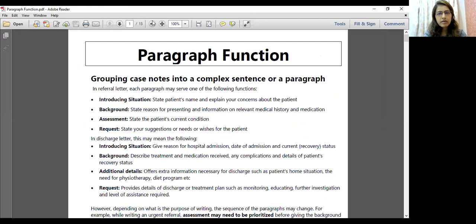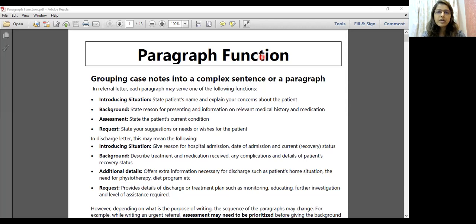So as I said earlier, transforming case notes. Now, when you are transforming case notes, you may be writing a single compound or a complex sentence using multiple case notes, or you may be writing a paragraph using multiple case notes. So each paragraph that you're writing within your referral letter or transfer letter or discharge letter serves a specific function. So when you are transforming case notes, you'll have to keep in mind whether that particular paragraph is serving the function that you have decided for that particular paragraph. So paragraph function is something that is connected to both the stages of your writing.